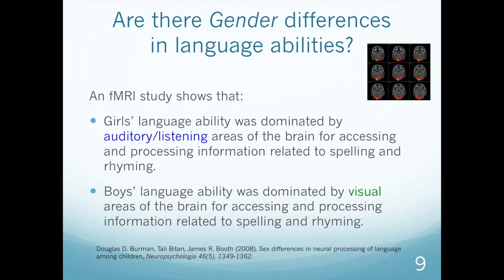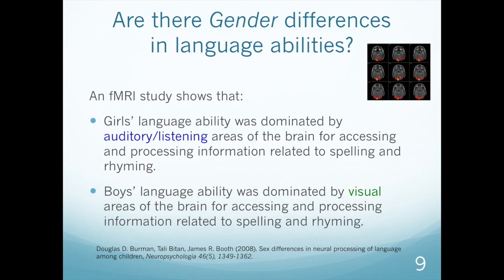Another fMRI study by Douglas et al. in 2008 shows that girls' language ability was dominated by auditory or listening areas of the brain for accessing and processing information related to spelling and rhyming. So the dominance of girls' processing skills is mostly around the auditory and listening dimensions of language, while boys' language ability was dominated by visual areas of the brain for accessing and processing information related to spelling and rhyming.